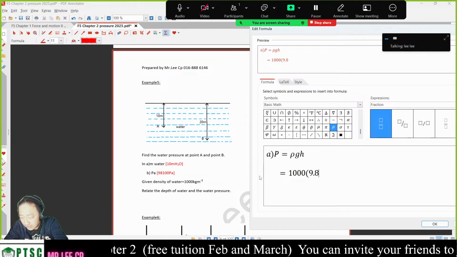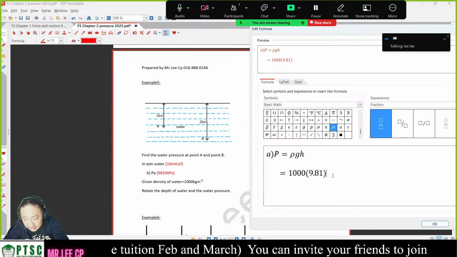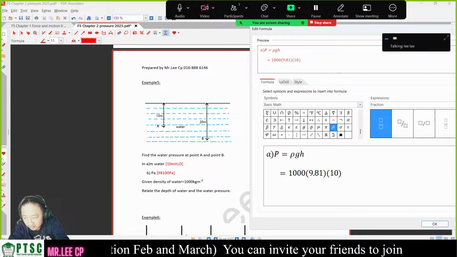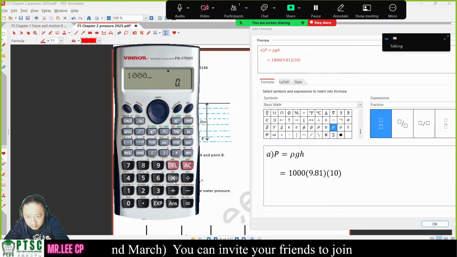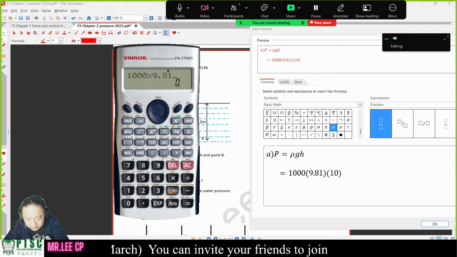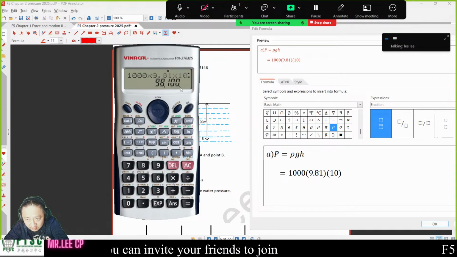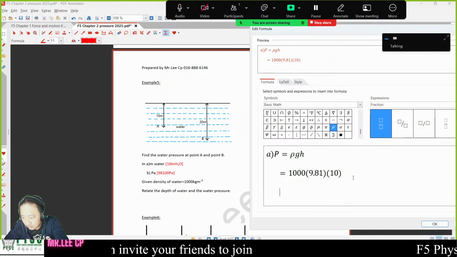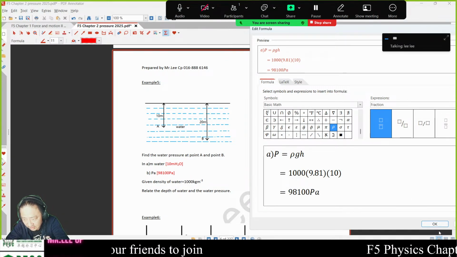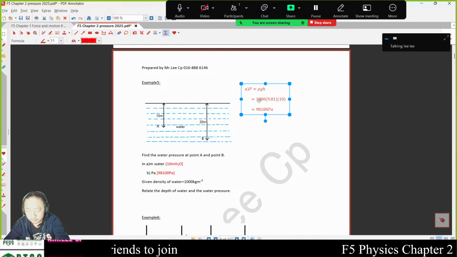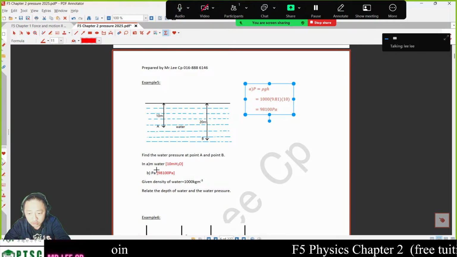G is 9.81. H is how deep it is, and it must be in meter. So this one is 10. Now 1000 times 9.81 times 10, you will get 98100 Pascal. Oh, sorry. This one is in meter of water.